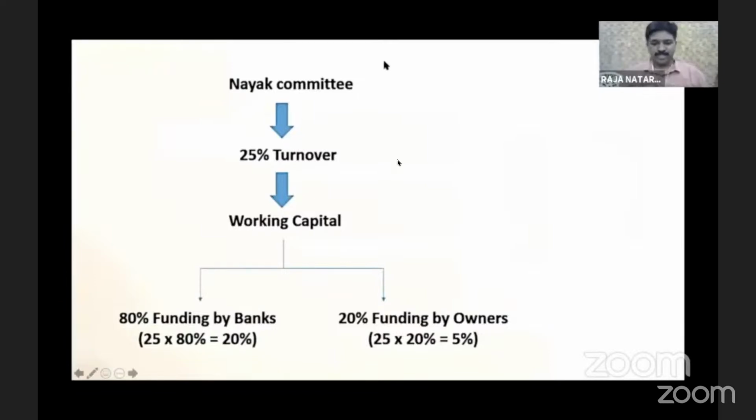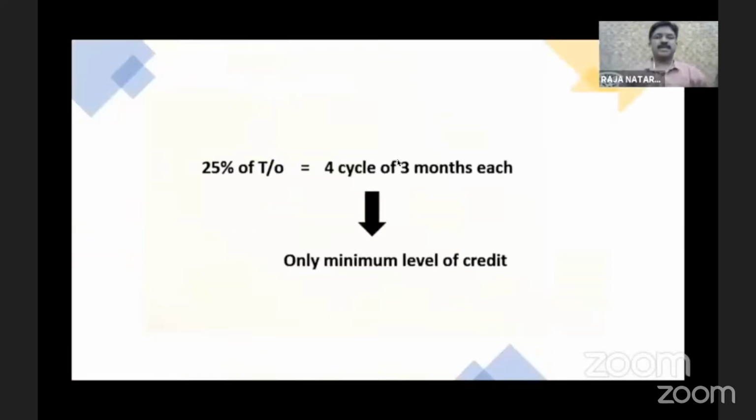Look at this. The Nayak committee method assumes 25% of the turnover is the working capital requirement of any business. But that entire 25% should not be funded by the bank. Whatever figure you get when you express that 25%, of that only 80% should be funded by banks. It means the remaining should be funded by owners. That is the argument under the Nayak committee. This method assumes that the business has only 4 cycles in a year. That's what we discussed in the cash cycle, right? 90 days, 4 cycles. So the working capital requirement is 25% and the bank can give 20% of the turnover as bank finance.